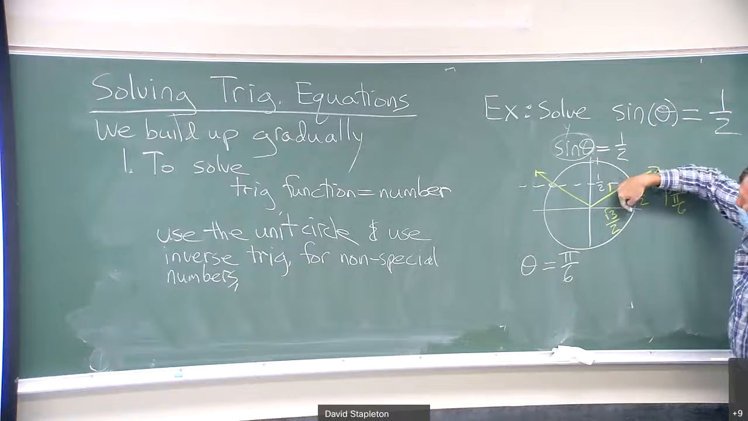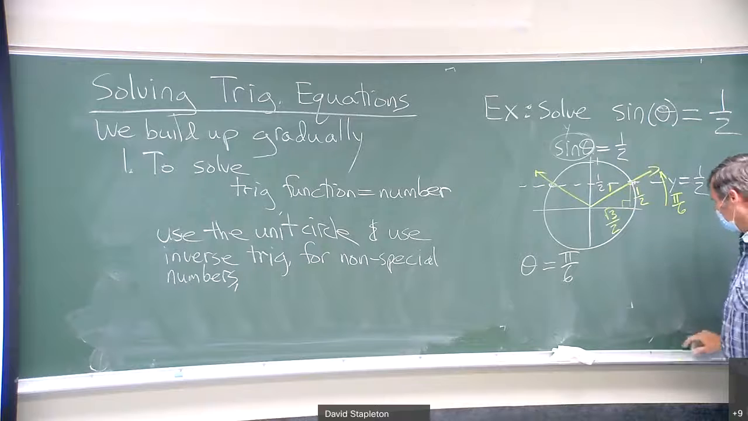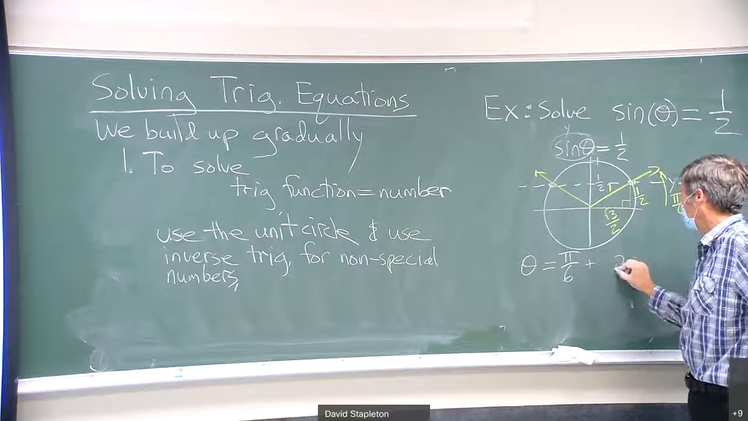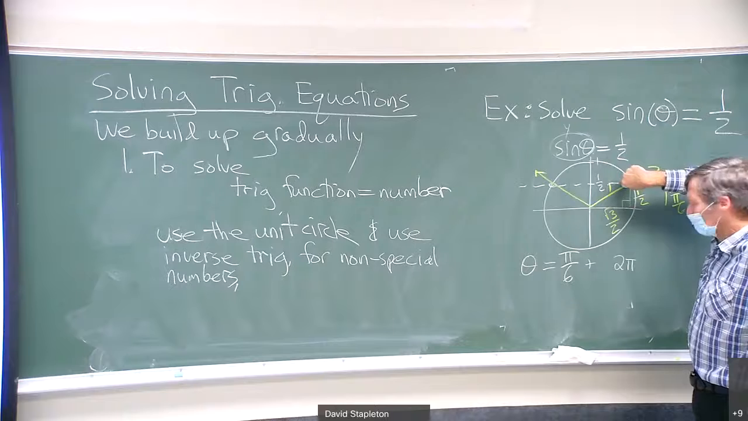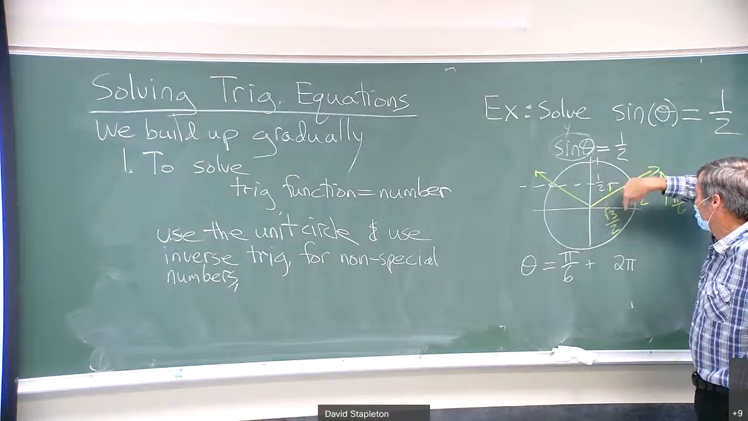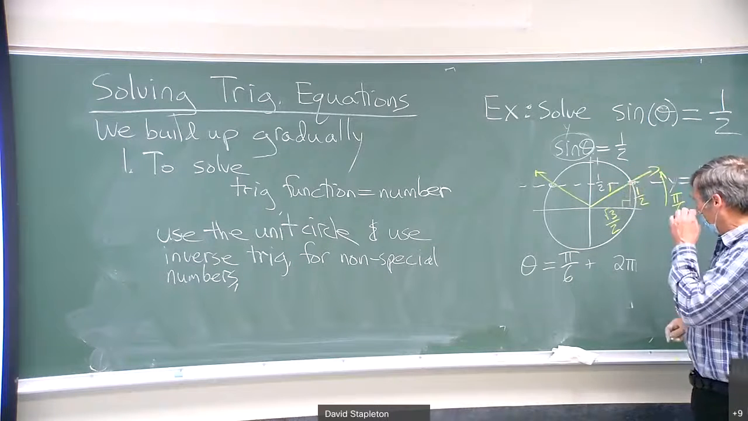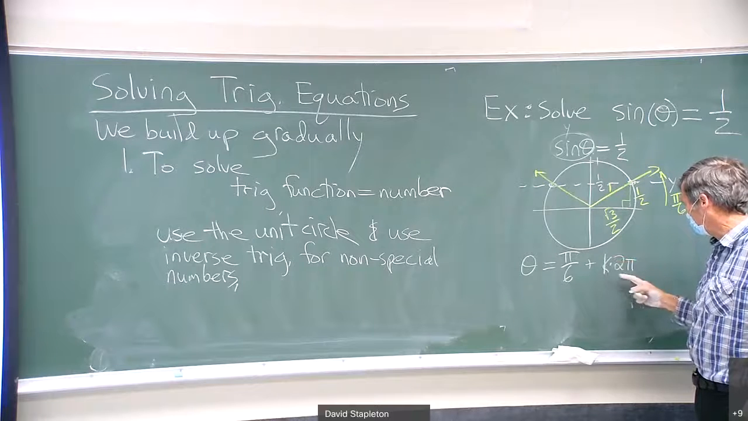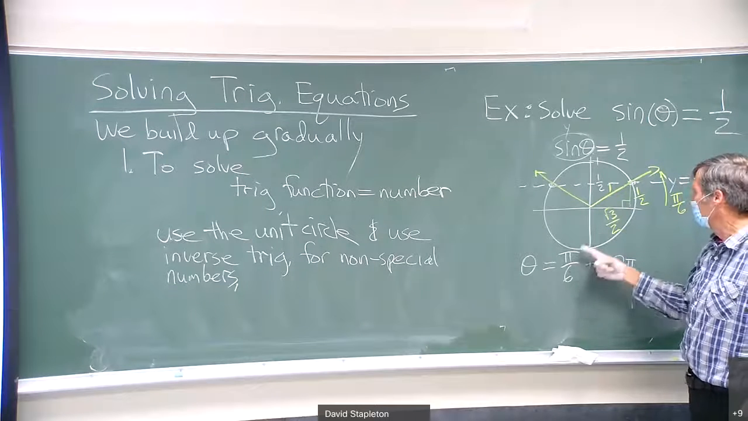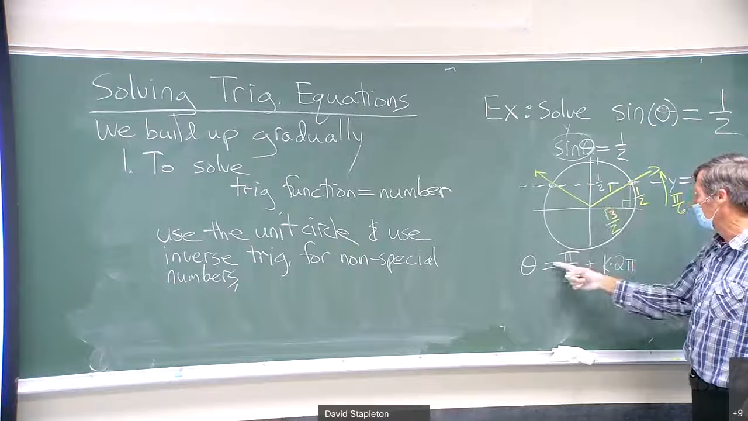What if I want a whole rotation plus pi over 6, right? So I could add 2 pi. What if I did 2 whole rotations plus that? Twice 2 pi. 3 rotations in that. 4 rotations, 5 rotations. In general, I can put k times 2 pi. K rotations added to pi over 6 will still get me this terminal rate. So these are all the positions.